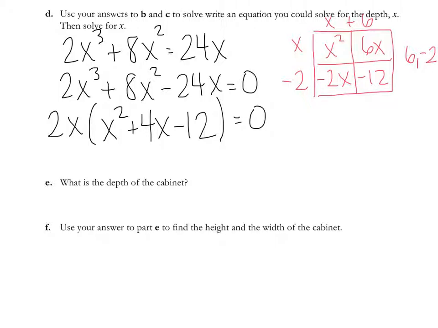So my two factors are going to be x plus 6 and x minus 2. So I'm just going to rewrite my equation with those two factors.